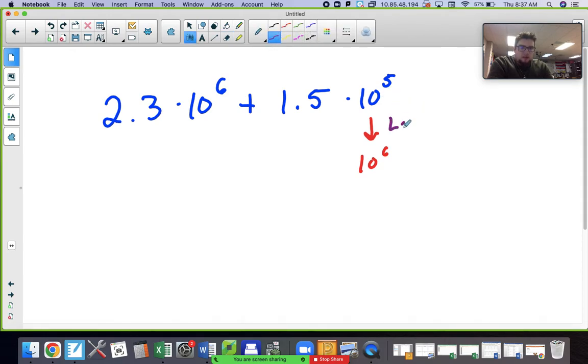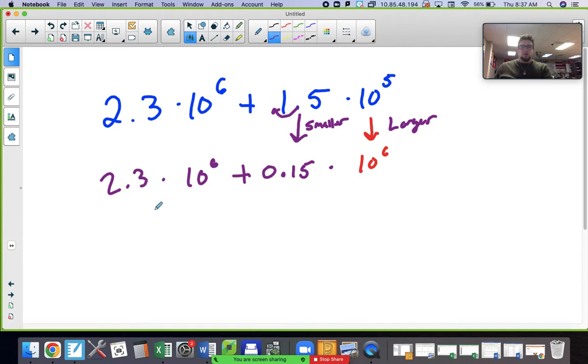So our power of 10 is larger, so I'm going to make this number be smaller. So 1 unit up, 1 jump smaller. So my 1.5 becomes 0.15 times 10 to the 6th. But since they're in the same power now, I'm allowed to add them together. This 5 adds with this 0. 5 plus 0 is 5.